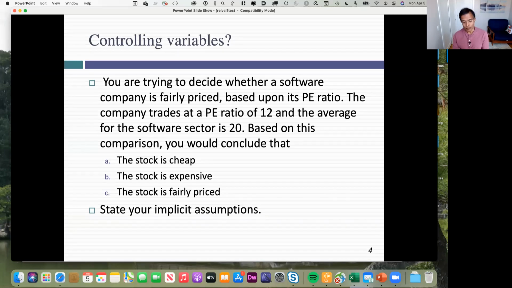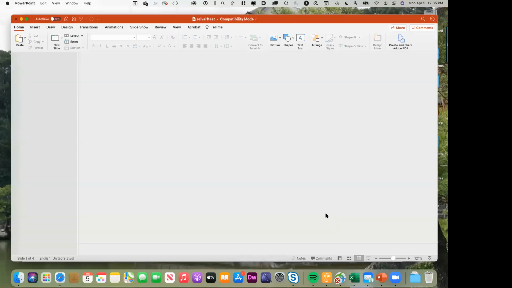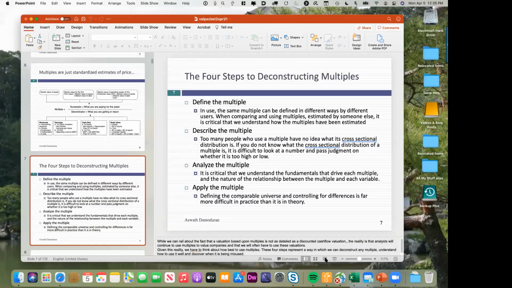Jacob? Yeah, I had a question. Go ahead. If we can reasonably assume that the companies are similar, then what would the limitations of a price to earnings ratio then be?